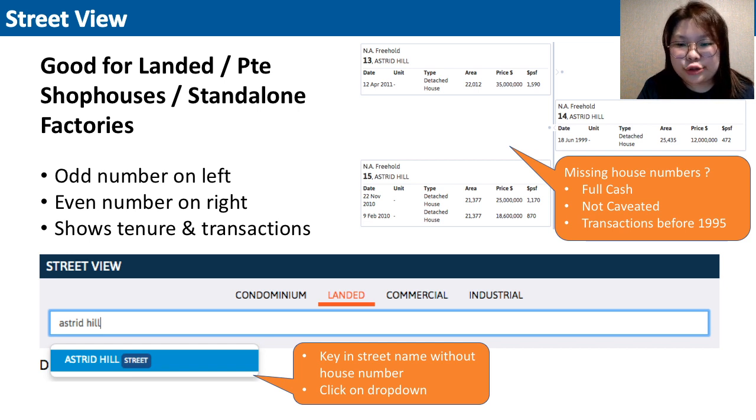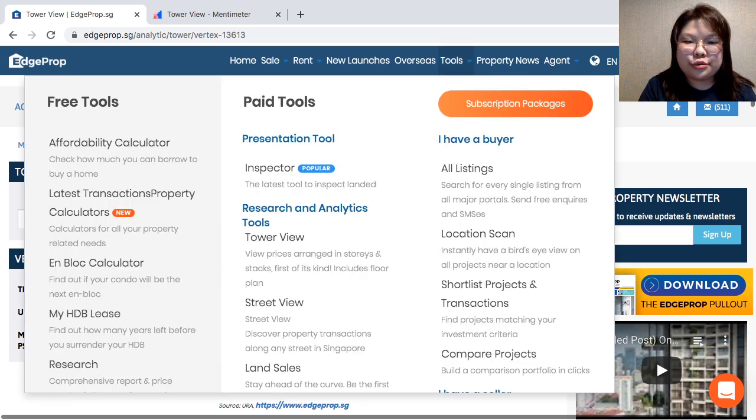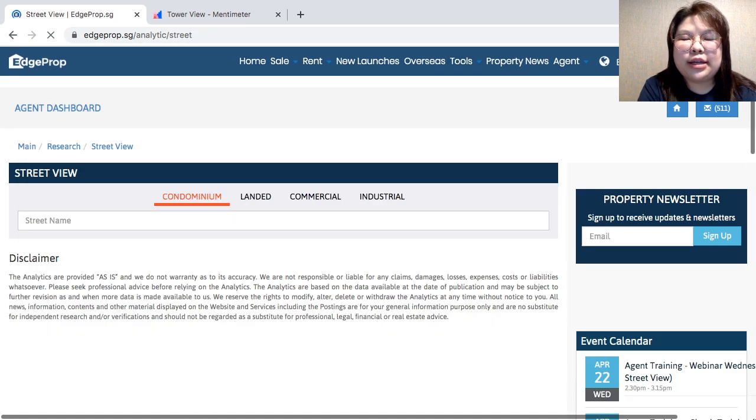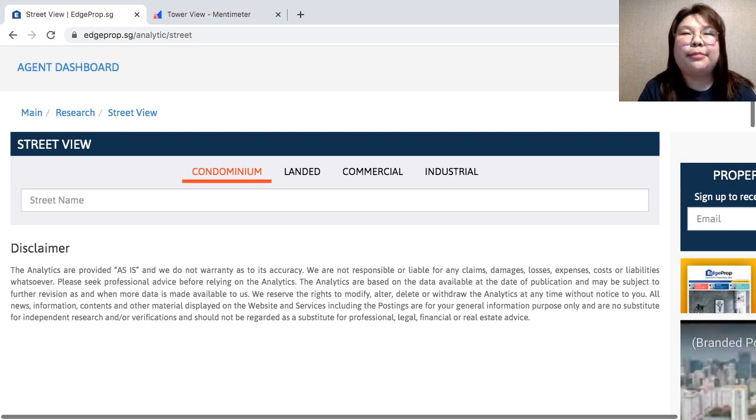Let's move on to the next tool, which is Street View. So I'm just going to show you Street View first. You need to mouse over to Tools. Street View is right below Tower View. So let me just toggle to my screen right now. I'm back to the browser, my Google Chrome browser, and I'm going to mouse over Tools and look for Street View. So this is the alternative tool you can use in the case whereby the property you are searching for is not applicable for Tower View.